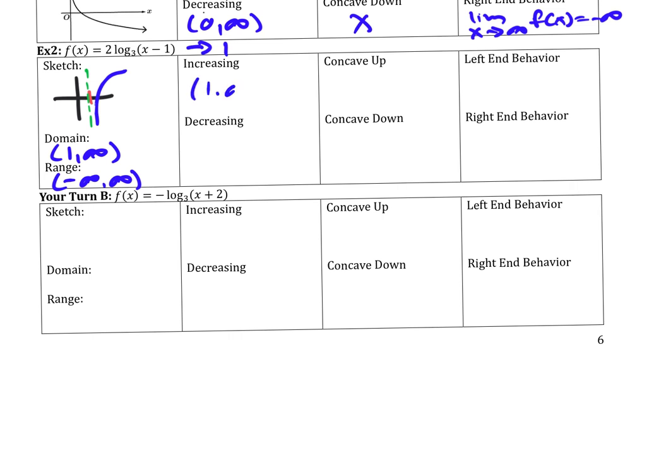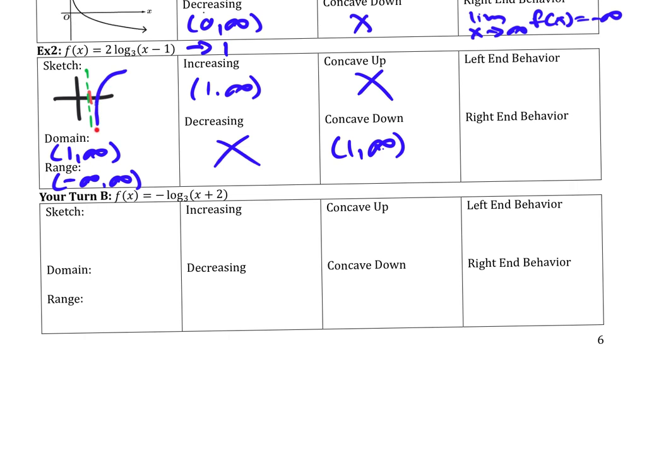Again, it's increasing for this adjusted domain because of our horizontal shift. It is not decreasing at all. This one's going to be concave down. And then again, we're going to look at our limits here. I can see on this left side of the function, but the right side of our asymptote, it's going down.